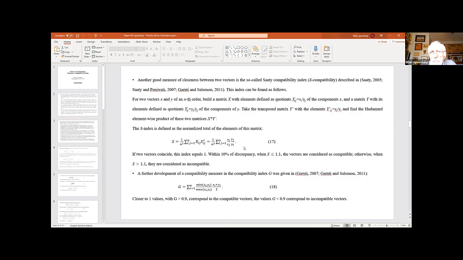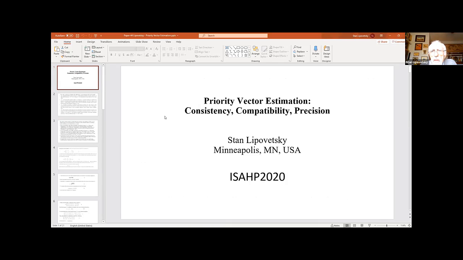Oh my, I can't even find my own screen. Where is my screen here? This one, no, that one. Priority vector estimation, consistency, compatibility, and precision. Yes, thank you. Stan, there you are. Can you see my screen? Yes, terrific.